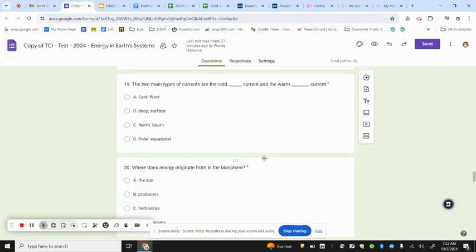Number 19, the two main types of currents are the cold blank current and the warm blank current. A, east, west. B, deep, surface. C, north, south. D, polar, equatorial.